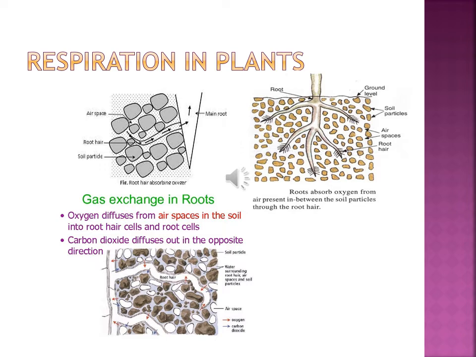So number 1 is root. Roots take up oxygen from the air present between the soil particles by the process of diffusion. You can see that they have the roots and root hair between soil particles. Oxygen is also present there. The root hair present on the root helps the plant get oxygen because they are extremely thin with a cell wall around them, and secondly their surface area is very large.